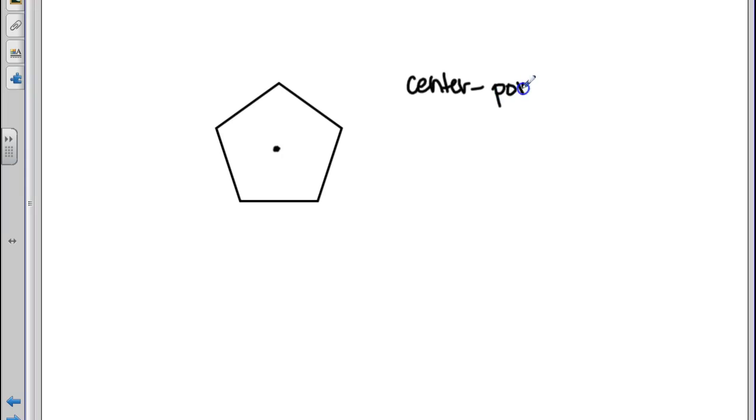Let's grab a pentagon. All right, so we have a regular pentagon. A regular polygon has a center, and this center is equidistant from all the vertices. It's a point on the interior equidistant from every vertex.